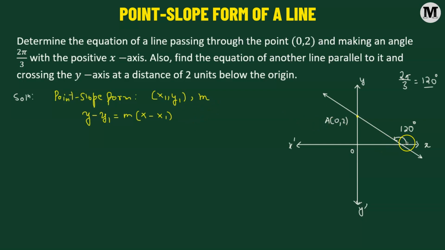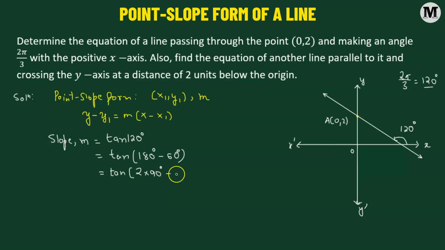But that's not a big issue because we are given the angle that the line makes with the positive direction of the x-axis, which is 120 degrees. Using this, we can easily obtain the slope. The slope m will be given by the tangent of the angle that the line makes with the positive x-axis, so tan 120 degrees. 120 degrees can also be expressed as 180 minus 60 degrees, where 180 can be expressed as 2 times 90 degrees.